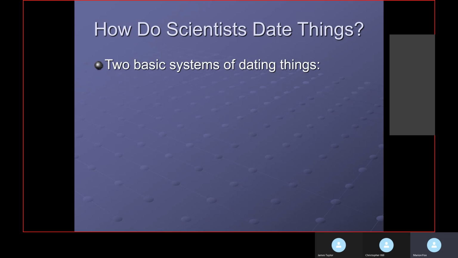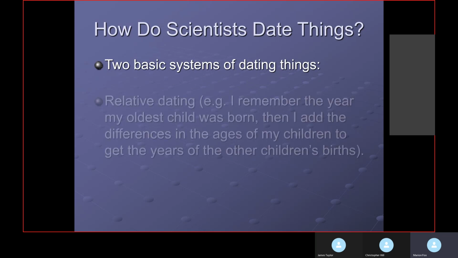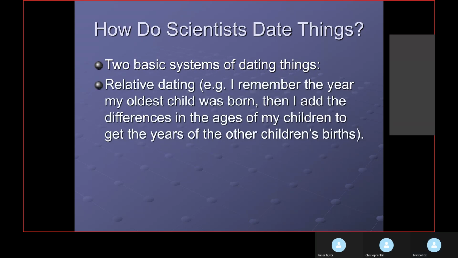Look at this. There's two basic systems of dating things. That is, there's relative dating. For instance, I remember the year my oldest child was born, 1968. Then I add the difference in the age of my children to get the years of the other children's births. That's relative. Of course, I memorized the year they were born, but you can do that and get the relative ages of someone.